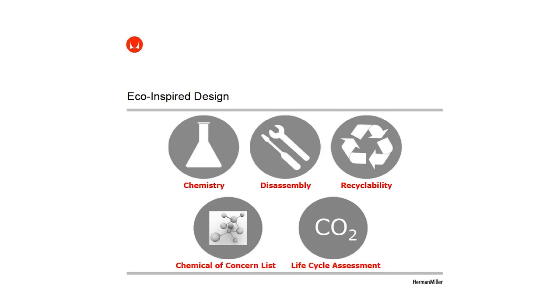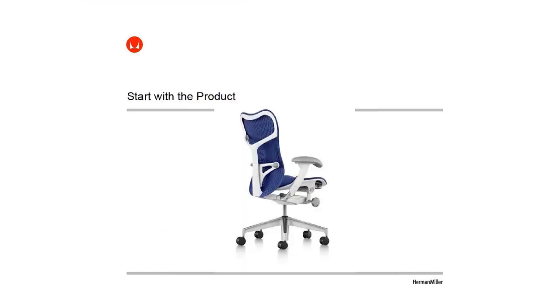So these are the types of things we look at for each product, specifically the chemistry, disassembly, recyclability. We have a very specific chemical of concern list, which I'll go through, and then we perform a life cycle assessment. Now, for some products in the building industry, they can be pretty simple. They might be made up of a couple components or even one component and very few chemicals. When we look at building products from the office furniture industry, we tend to have very complex products.